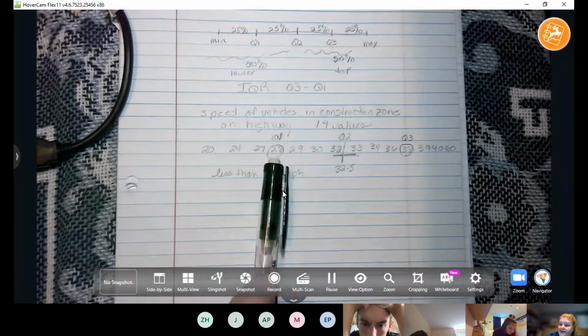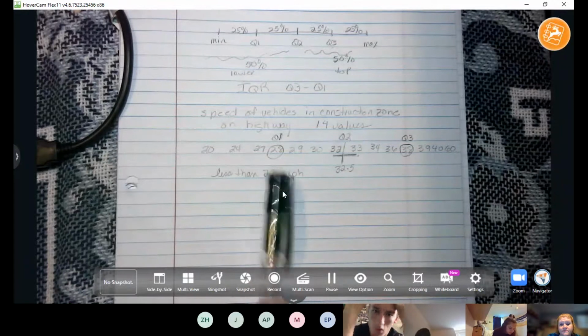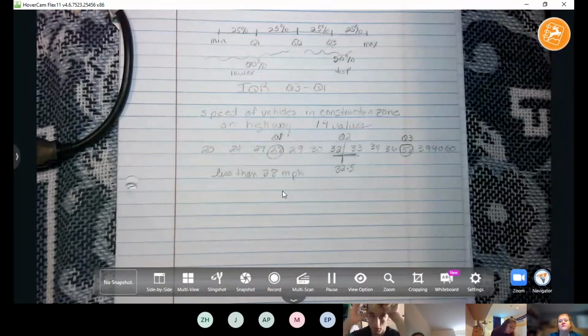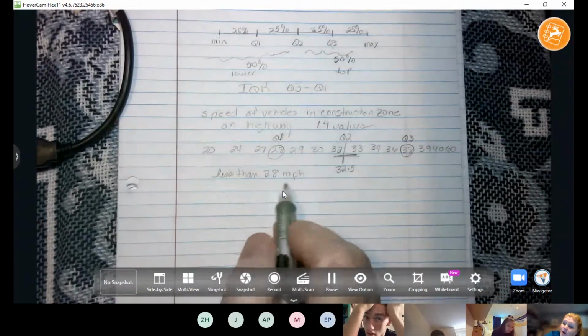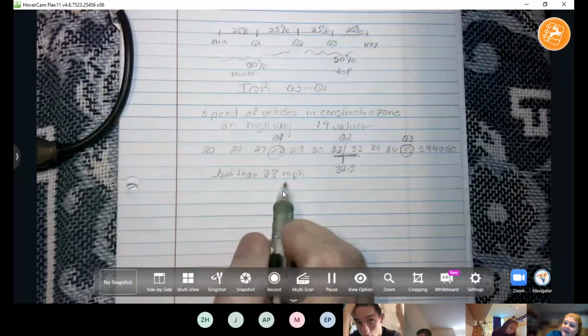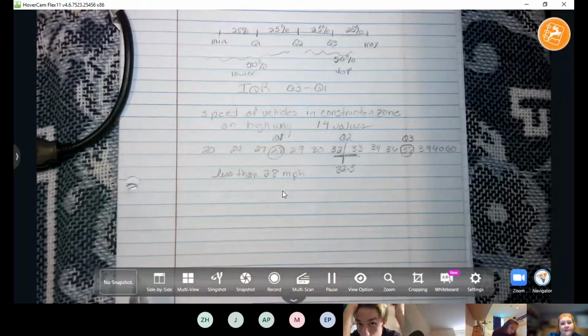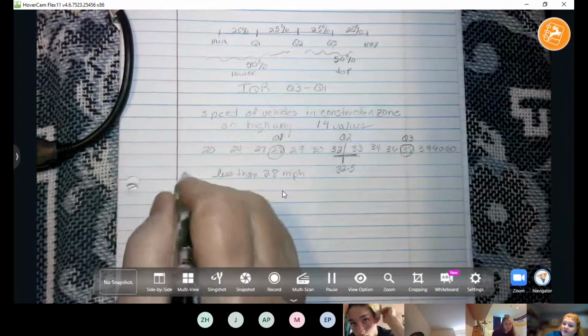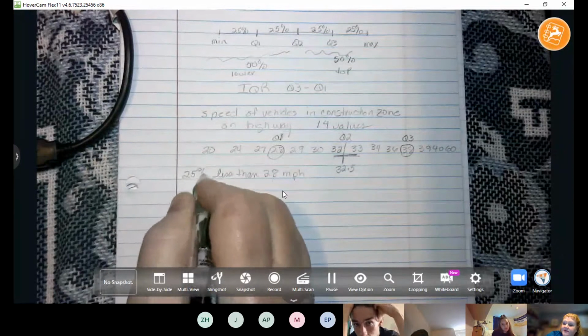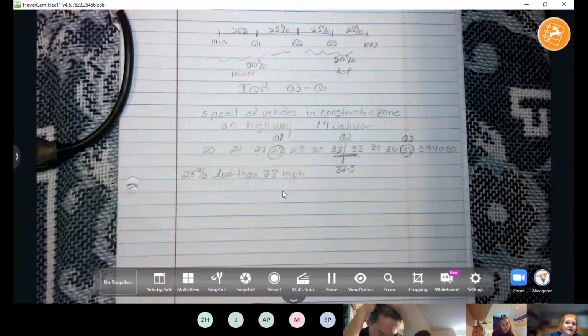28 miles per hour lands at what quartile? The first quartile. So what do you know about that percent? If it's at the first quartile, what percentage is that? 25%. So what percent of the data is less than that miles per hour? We would say that is 25% of the data.